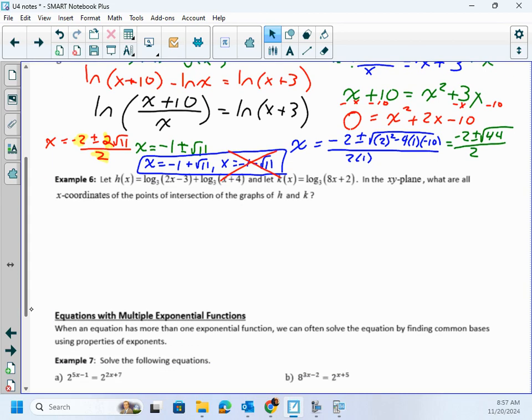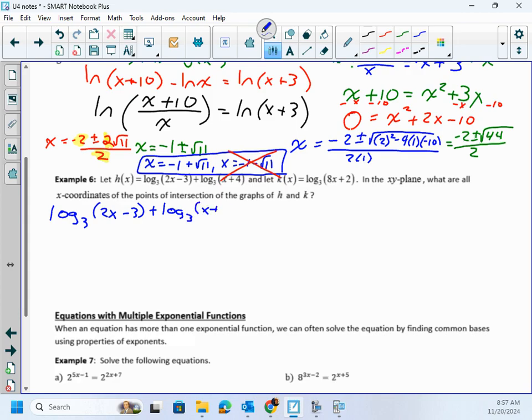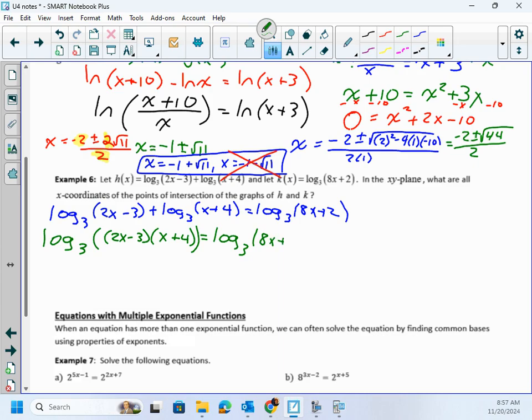Example 6 says, let h of x equal this and k of x equal this. What are all the x coordinates of where they intersect? So, log base 3 of 2x minus 3 plus log base 3 of x plus 4 equals log base 3 of 8x plus 2. Plus means multiplication. So log base 3 of 2x minus 3 times x plus 4 equals log base 3 of 8x plus 2.